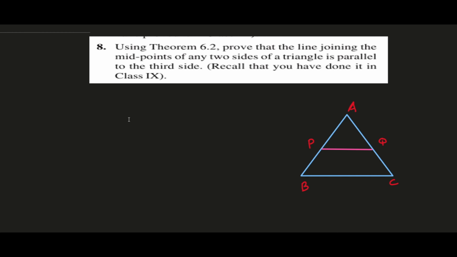Here we are going to do the eighth question of exercise 6.2. Let's read the question. Using theorem 6.2, prove that the line joining the midpoints of any two sides of a triangle is parallel to the third side. Recall that you have done it in class 9. This theorem in class 9 is called the midpoint theorem, and theorem 6.2 is the converse of the basic proportionality theorem.